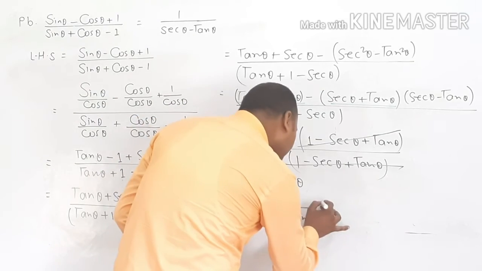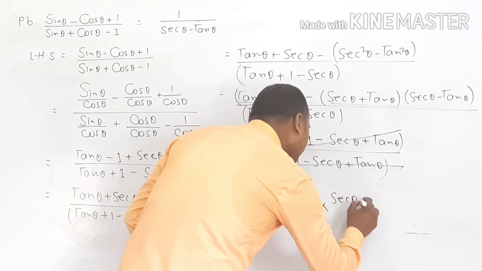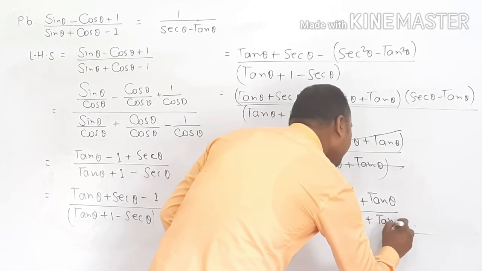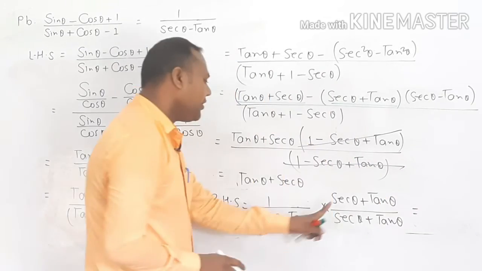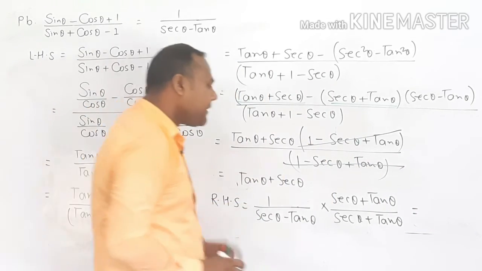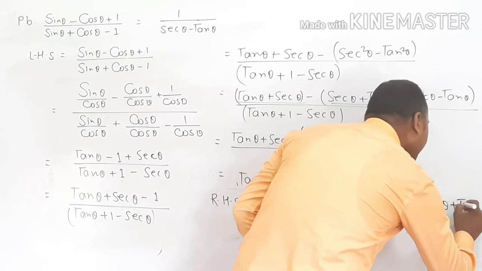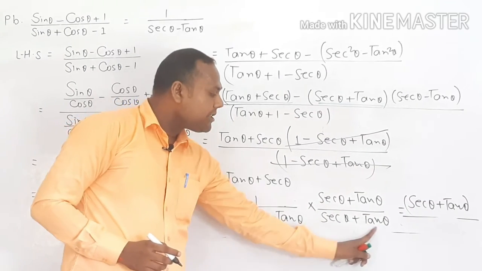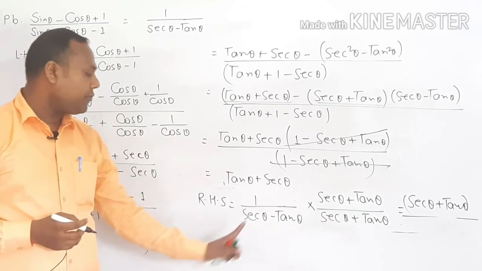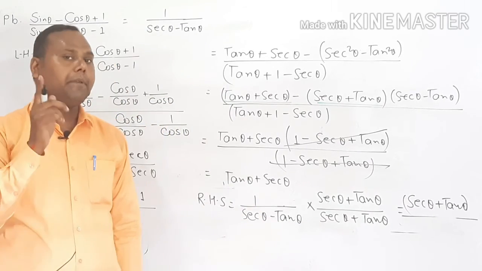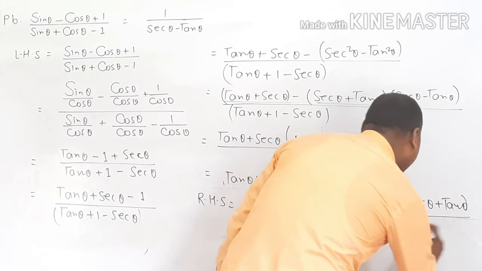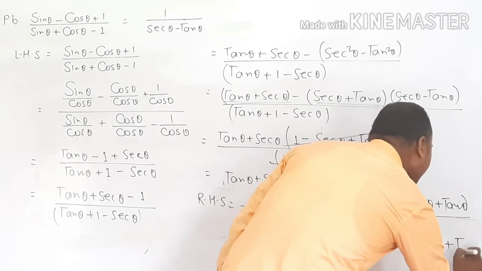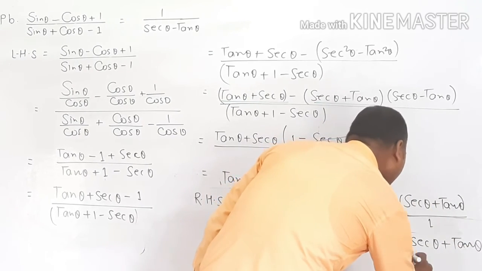That means we have to use sec theta plus tan theta in the rationalization form. Multiply and divide by sec theta plus tan theta, so we get sec theta minus tan theta and sec theta plus tan theta. We already know that sec square theta minus tan square theta is 1, so it is divided by 1, and we get only sec theta plus tan theta. Hence LHS equals RHS.